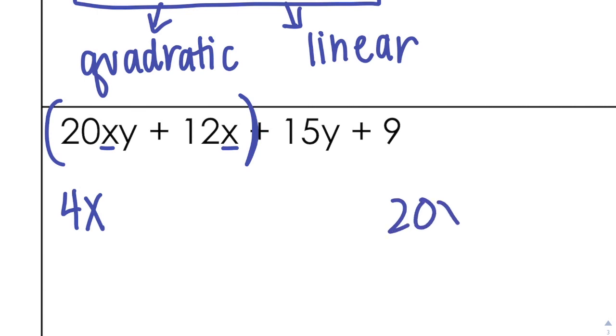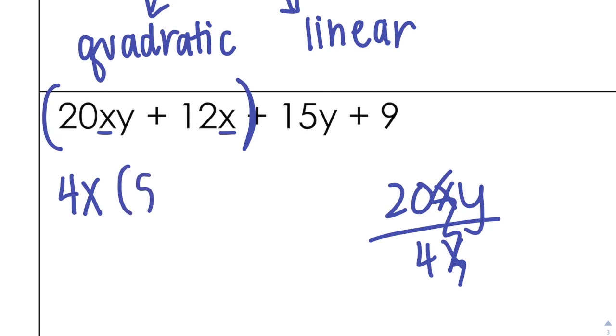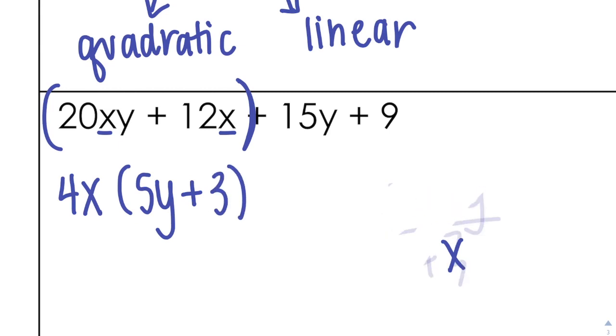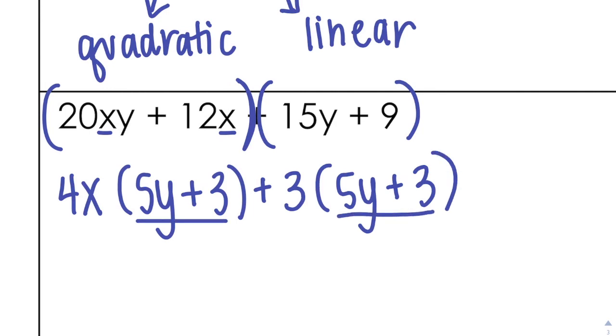Well, what's 20xy divided by 4x? The x is going to cancel, and 20 divided by 4 is 5. So I'm left with 5y plus 12x divided by 4x is 3. And then I have to look at the second group. 15 and 9 have 3 in common, so I can take out a 3, nothing else, and I'm left with 15 divided by 3 is 5y plus 3. If you have the same thing here and here, that means you did it correctly.